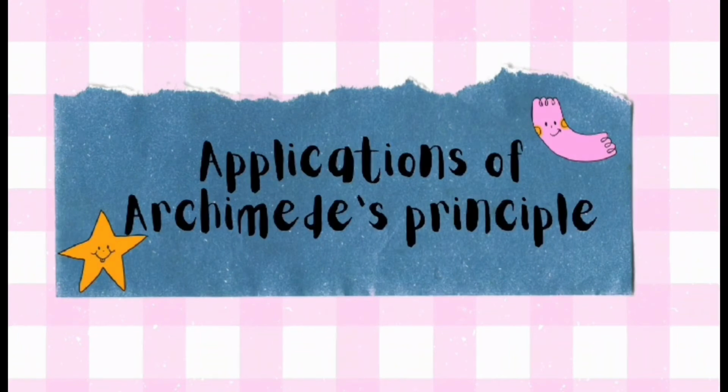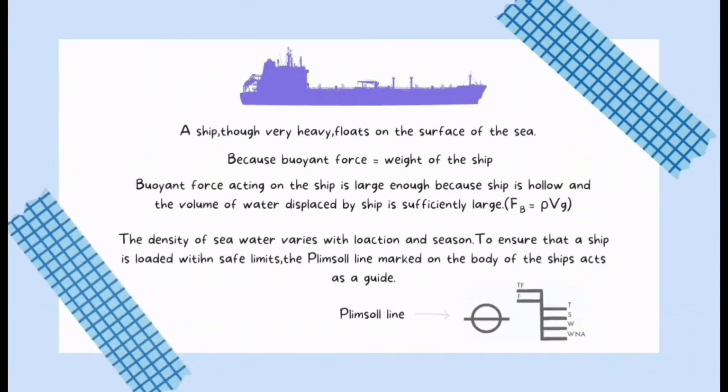Well, we have understood the theory on how buoyant force and Archimedes' principle work. But what use does it have in our daily life? Let's take a look at the first application of Archimedes' principle. A ship, though very heavy, floats on the surface of the sea. Ships, large ships in particular, are generally made from steel, meaning that they will be very heavy. On top of that, steel is denser than water, which means that naturally the ship would sink. However, it stays afloat. How is this possible?